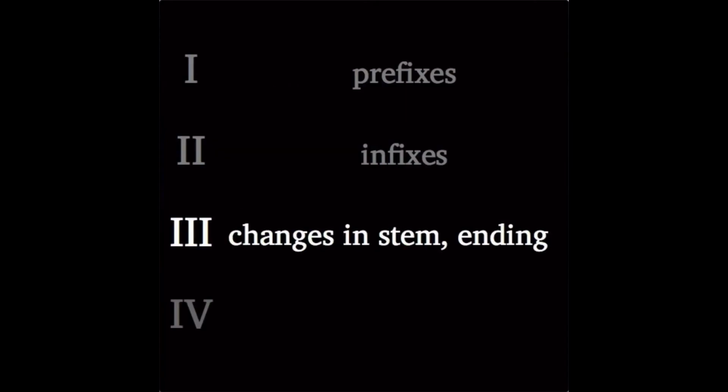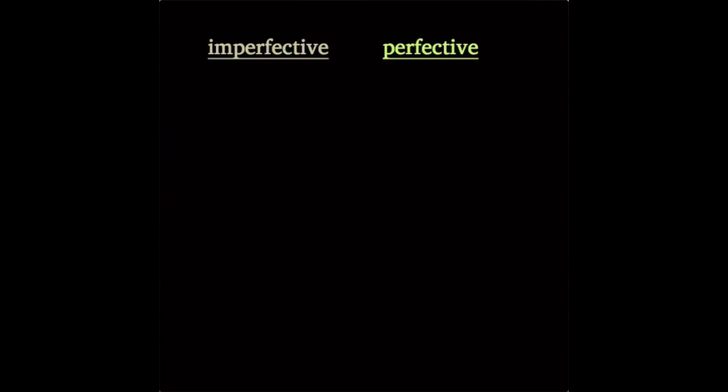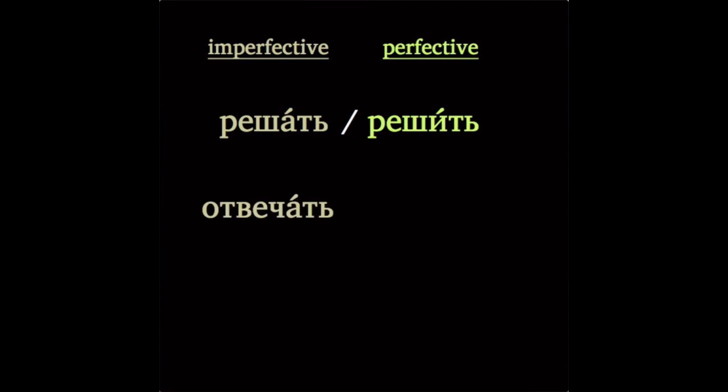Sometimes the two aspects will be distinguished not by prefixes or infixes, but by changes in the stem or the ending, often a single vowel near the ending. For example, there's imperfective решать and perfective решить. Sometimes a consonant at the end of the stem will change too, as in the imperfective отвечать and perfective ответить.